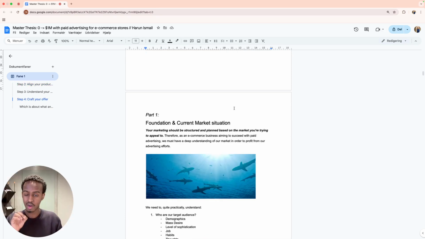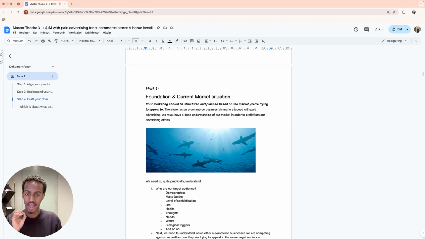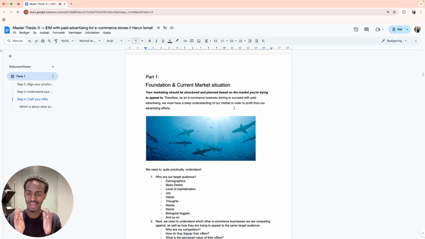Now, part number 1 of this master thesis, and also without a doubt the most essential part of this thesis, is foundation and current market situation, because your advertising and marketing should be structured and planned based on the market you are trying to appeal to. Therefore, as an e-commerce business aiming to succeed with paid advertising, we must, and I have to state this clearly, we must have a deep understanding of our market in order to profit from our advertising efforts.